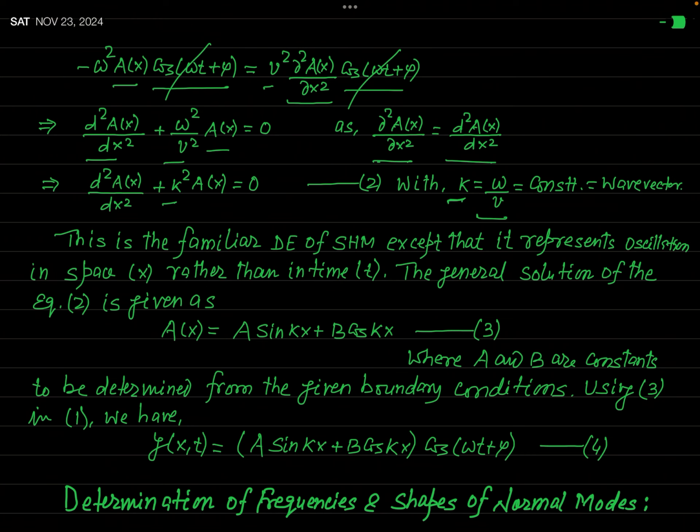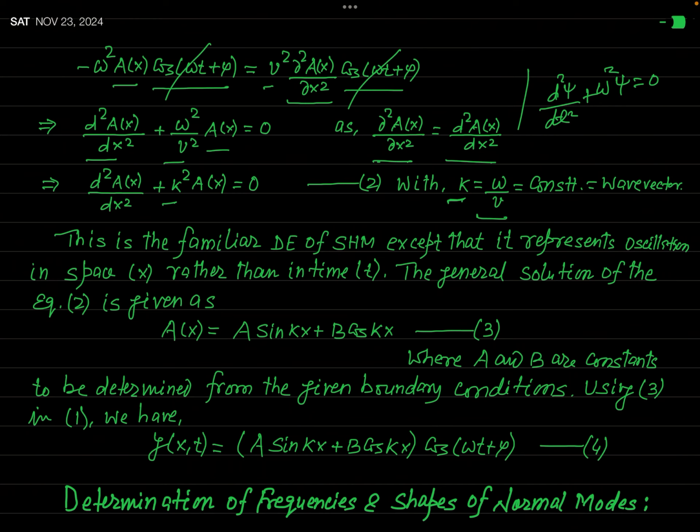But here we will not say that k is the wave vector, because we are not talking about a wave in the present situation. We are only talking about the vibration of the rod. Although this vibration will create a longitudinal wave traveling on this rod with velocity v, we are not talking about that. Now, you know the equation of SHM is d²ψ/dt² + ω²ψ = 0.